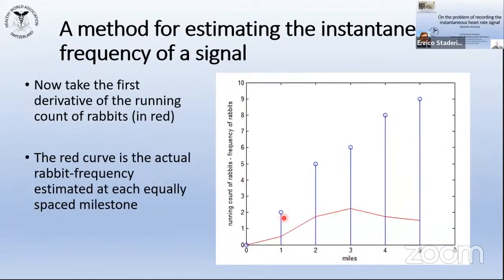Now, if we take the first derivative of this running count, we have this signal, which is the first derivative of this. And you can see that, as a matter of fact, we have a sort of local and continuous estimation of the frequency of rabbits along the miles, not waiting for the actual number of rabbits at each milestone. So the red curve we can interpret as the instantaneous frequency of rabbits along the road. And this is the running count of rabbits.